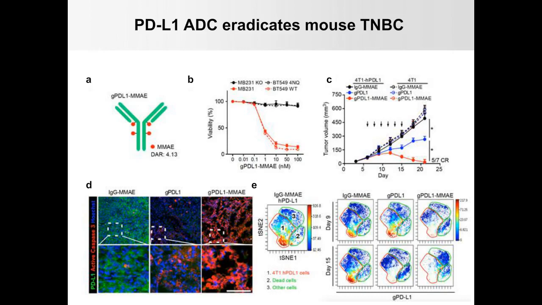So this result suggests that this antibody can selectively target the cancer cell, but not the immune cell, because as I mentioned earlier, glycosylated PD-L1 is highly abundant in triple-negative breast cancer cells.